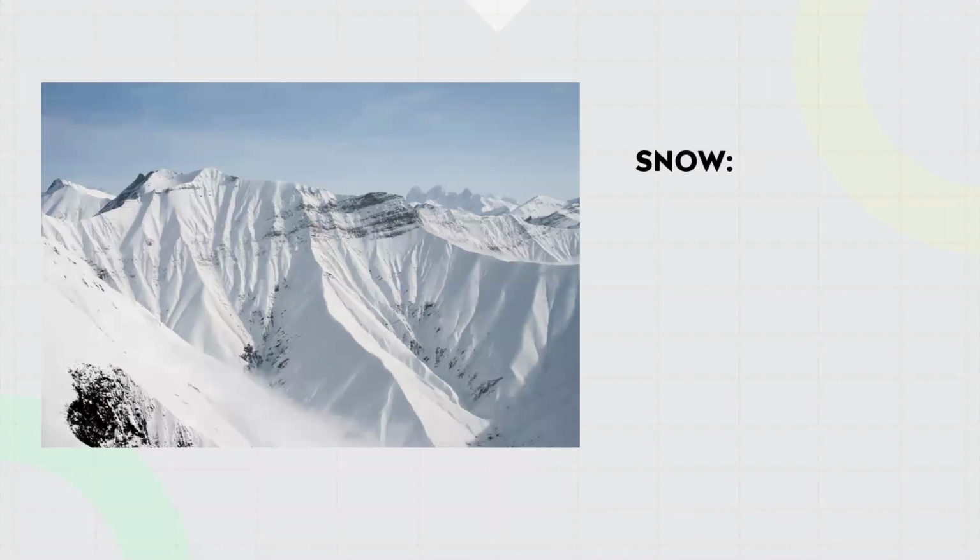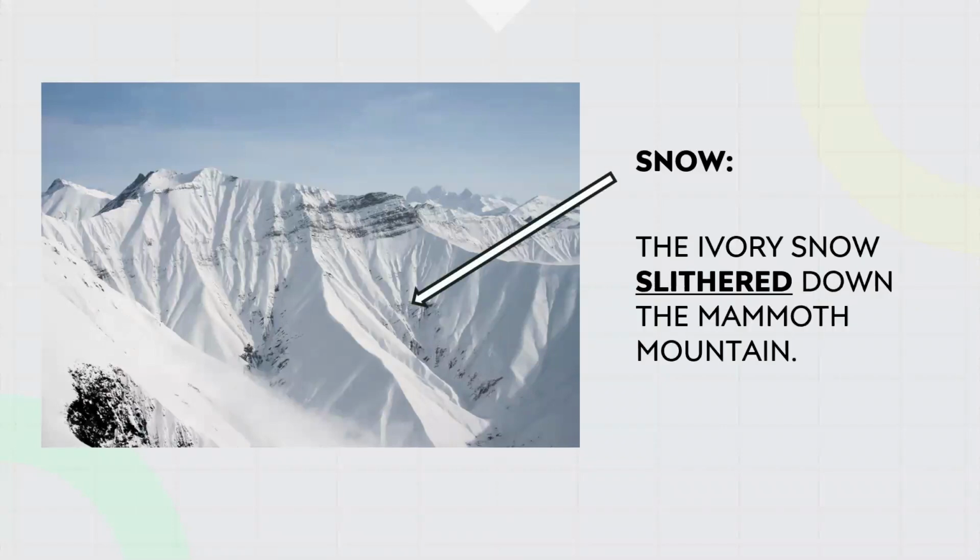We could also use animalistic imagery to describe the snow. And we could say, the ivory snow slithered down the mammoth mountain. This is animalistic imagery, as slithering is an action snakes usually do, and it's trying to imply that the snow fell down the mountain.